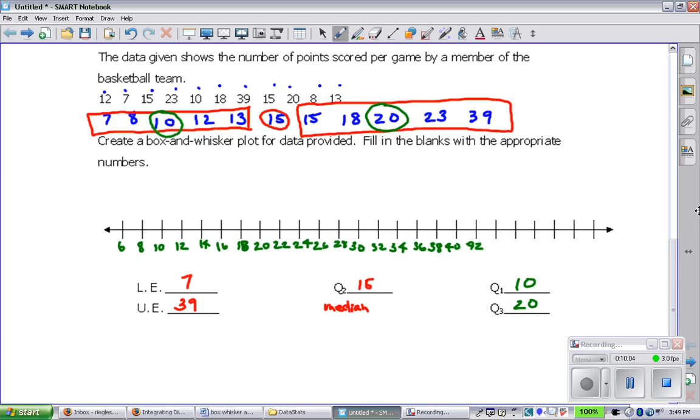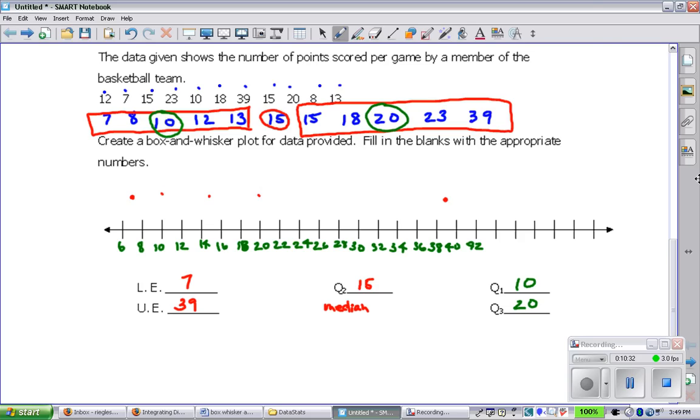All right, now go back to each of your values, 7, and above that number on the number line, we're just going to put a little dot. So that's about where 7 would be. 39 is going to be between 38 and 40. 15 is going to be right here. And 10 down here. And then 20, oop, right there.